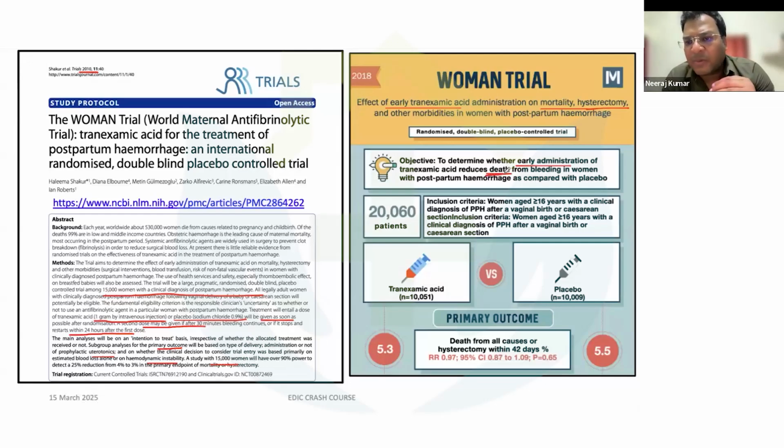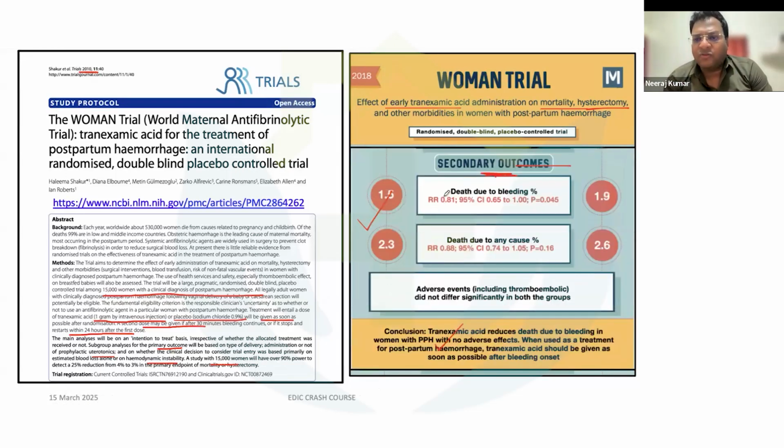So in their study, the primary outcome was to study death from bleeding in women with PPH, and they have done it in 20,000 patients, and all those patients were older than 16 years, and the primary outcome was death from all causes, and they compared with placebo, and 10,000 patients received tranexamic acid, and the second was hysterectomy within 42 days. So this was the primary outcome, and the secondary outcomes were death due to bleeding, death due to other causes, and finally the adverse events they have mentioned.